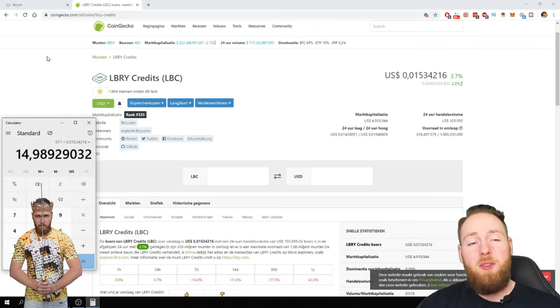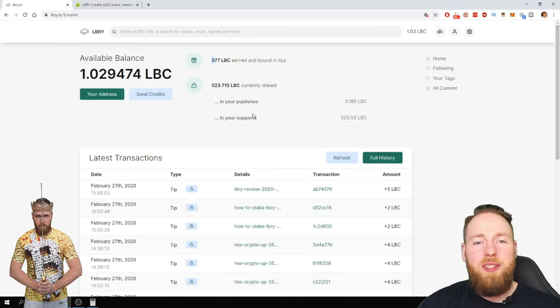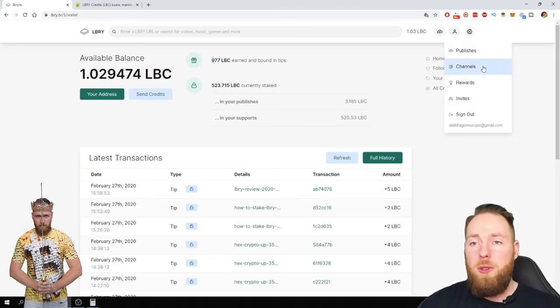Soon we'll have the Bitcoin halving, I think. Of course, I'm no psychic and I'm no financial advisor, but I think that the price will go up. So that's $15. But I also received LBC from doing rewards.